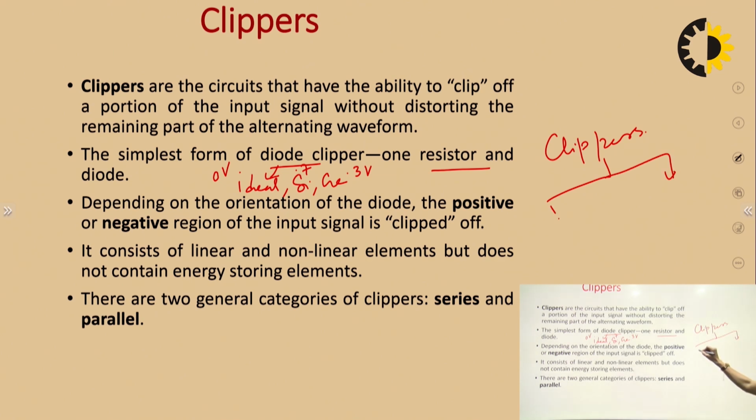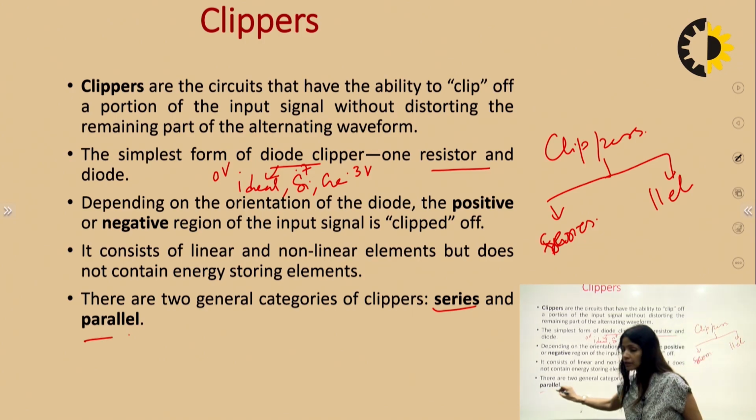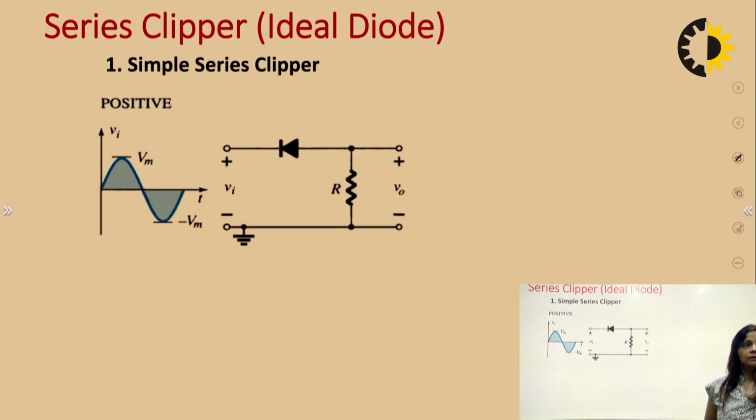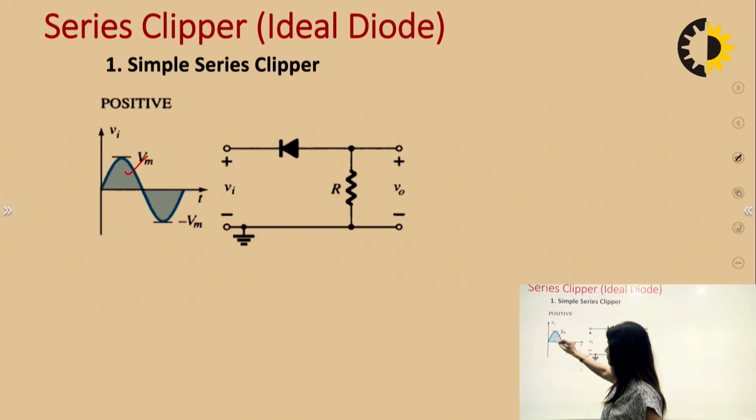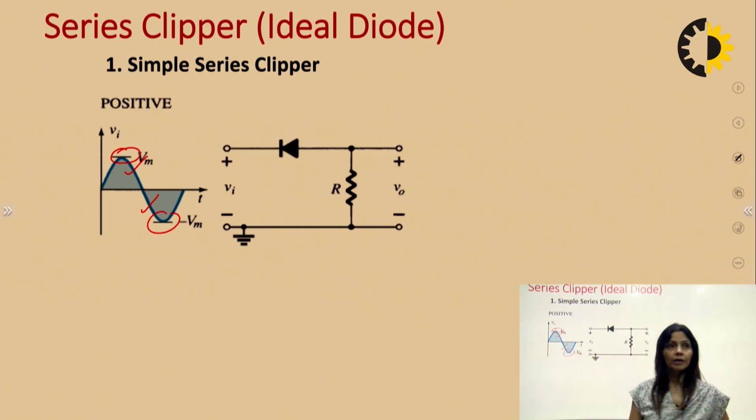The first is the series clipper, and the second one is the parallel clipper, as it is written here. Now, the simple series clipper. This is a kind of clipper circuit. This is the input waveform. A sinusoidal waveform is being given. The highest maximum point is Vm and minus Vm.